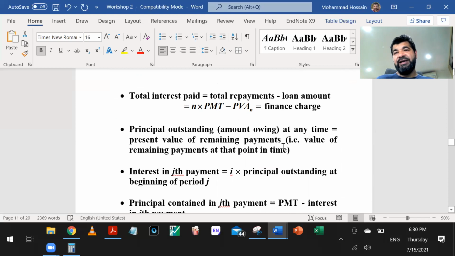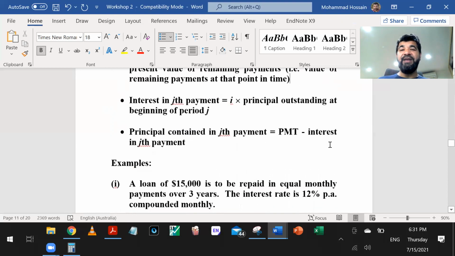So if you're working in a bank or some financial institution, and a client gives you a call to inquire, you have to work it out. This time we use present value of remaining payments. That's what they're asking for, the principal outstanding at any time. How much money I am owing. So you have to tell them not the future value, but the present value of remaining payments.